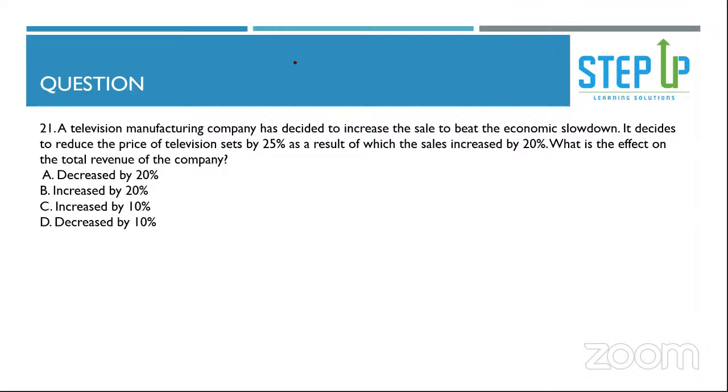Decreased by 10%. D. So simpler one, it decided to reduce the price by 25% and sales increase. So price into sale is equal to revenue. We have seen that already, right? How is revenue generated? So sale increased by 20%. So decrease by 25%, 3 by 4. Increase by 20% means 6 by 5.